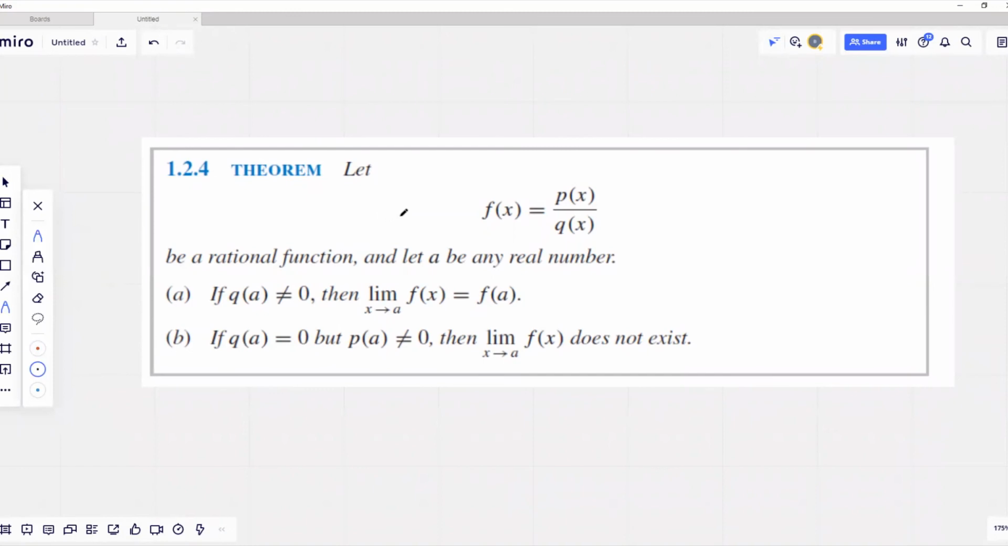Now, let's assume that f of x is defined as a fraction of p of x over q of x. So f of x is a rational function, and let a be any real number. If our denominator is non-zero, then limit as x is approaching a of f of x is equal to f of a. And if the denominator is 0, but the numerator is non-zero, then limit as x approaches a of f of x doesn't exist.